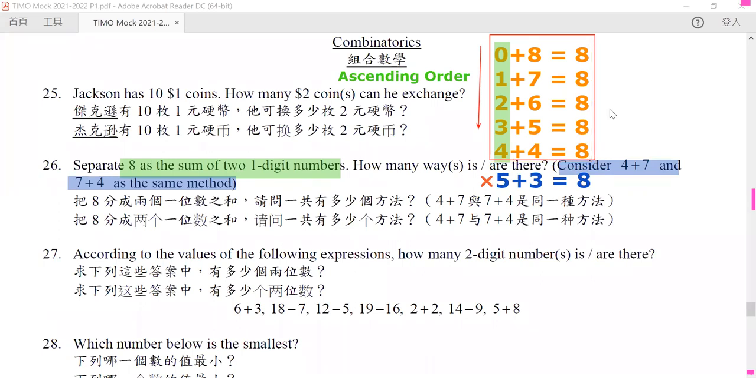So teacher, why don't we count this, 3 plus 5? There will be 5 methods, 5 ways of doing this. But teacher, why are 3 and 5 and 5 and 3 the same? Yes, because we treat them the same. That's why we do not count them. We only count the first 5 of them.